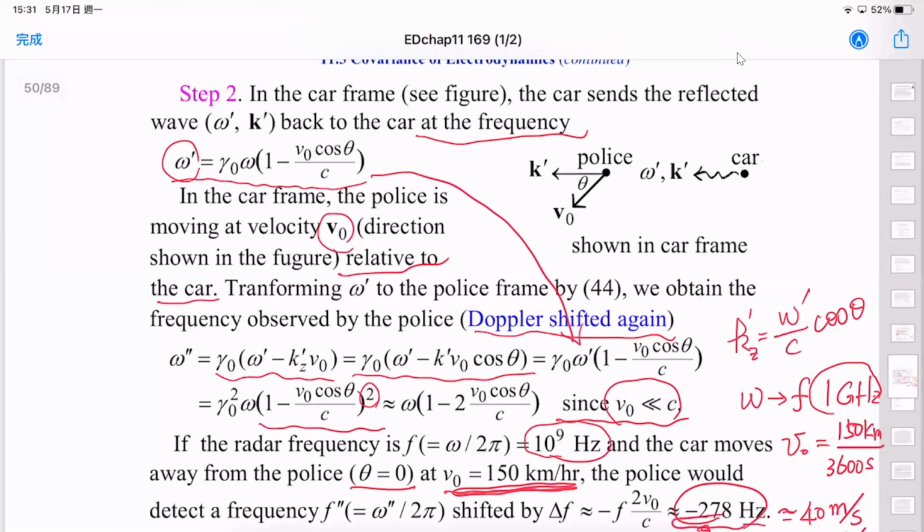The same, okay. So the police can also detect the speed of a car from the frequency shift. From the shift of the frequency, we can calculate and detect the car speed here. Okay, that's a radar detector.